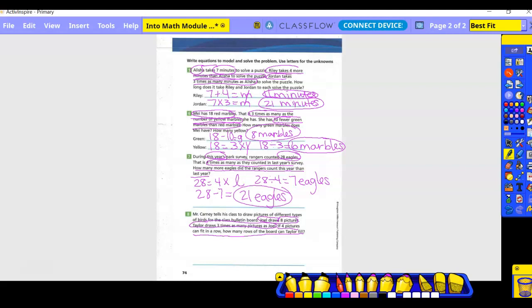So first of all, I need to do what? We know Joel draws 8, but we need to find how many Taylor draws. So what am I going to do? 8 times 3 equals what? 24. And then is that how many total pictures we have? No, because that's only Taylor. We need to know Joel and Taylor. So what am I going to do? 24 plus 8 equals what? Equals 32. So now there's 32 total pictures, okay?